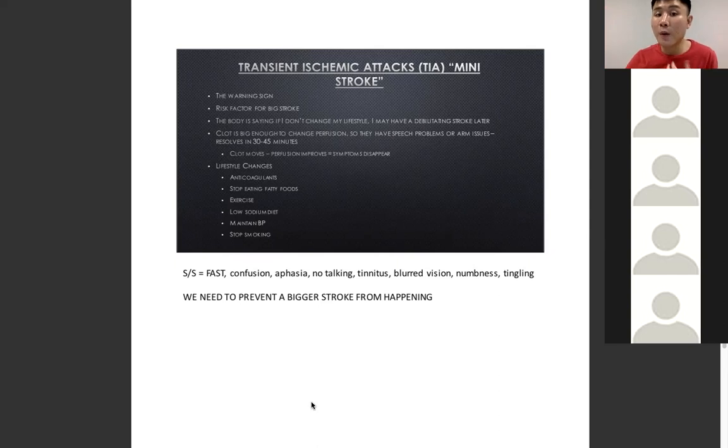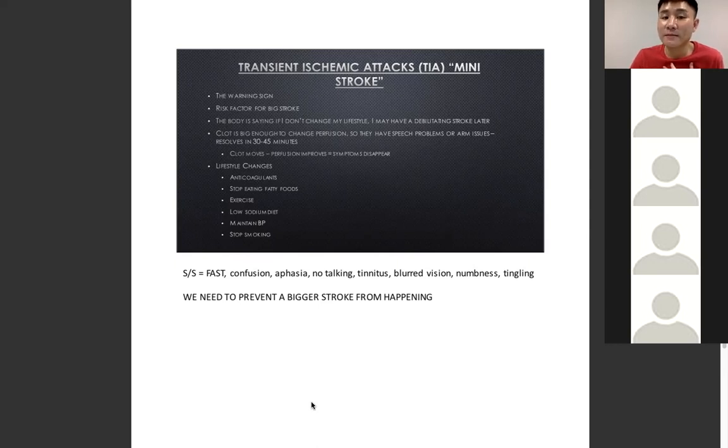So this is a big warning sign for the patients that they need to modify their diet. They need to take and adhere to the medication regimen so that they will not have a real stroke, a CVA. So this is a risk factor for a big stroke. The body is saying that if I don't change my lifestyle, I may have a debilitating stroke later.